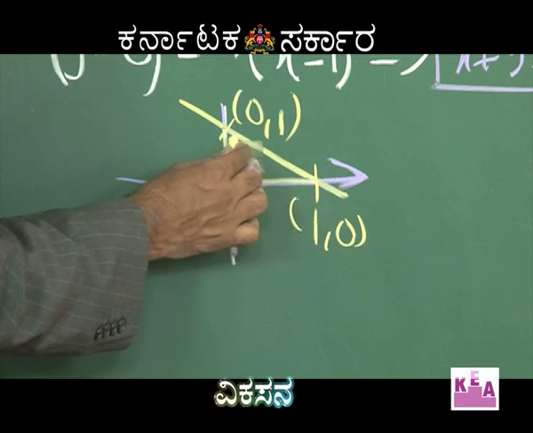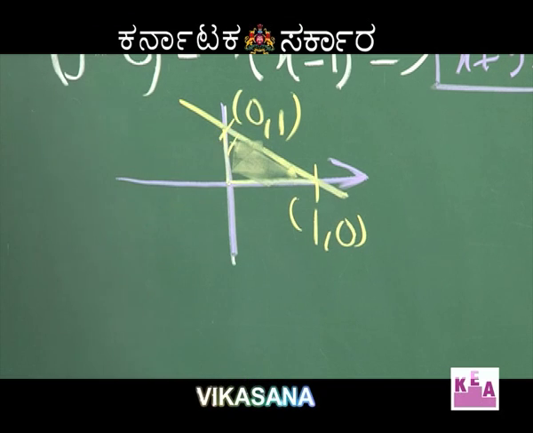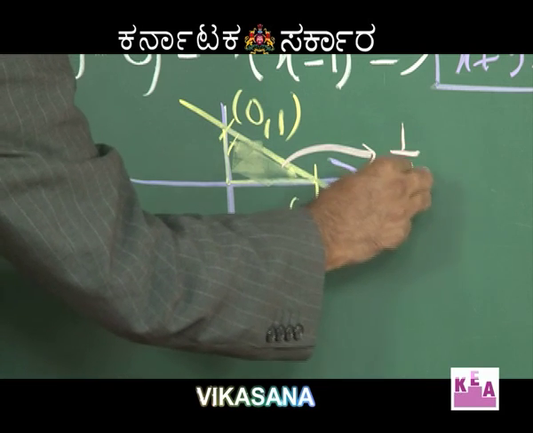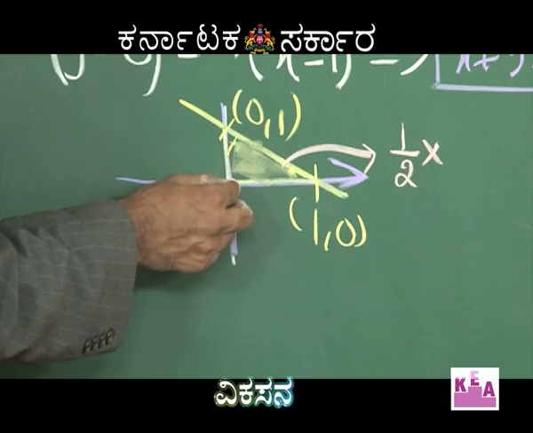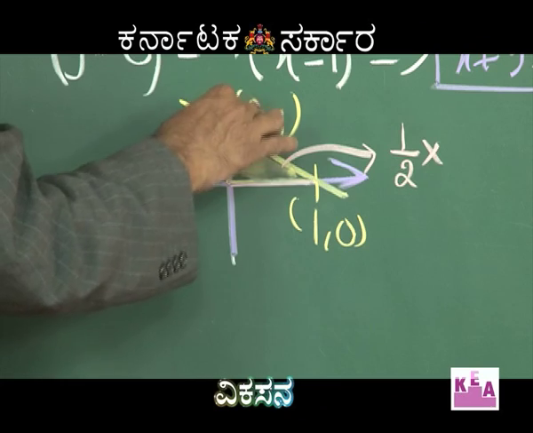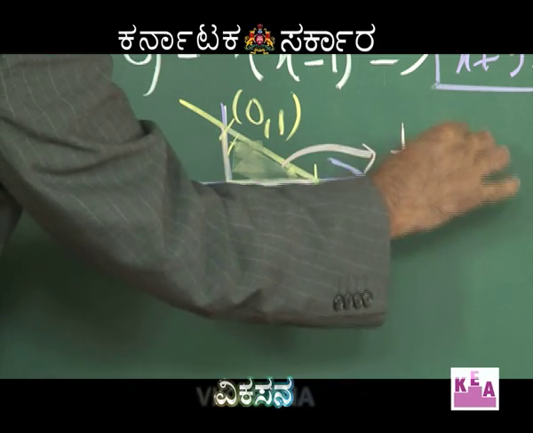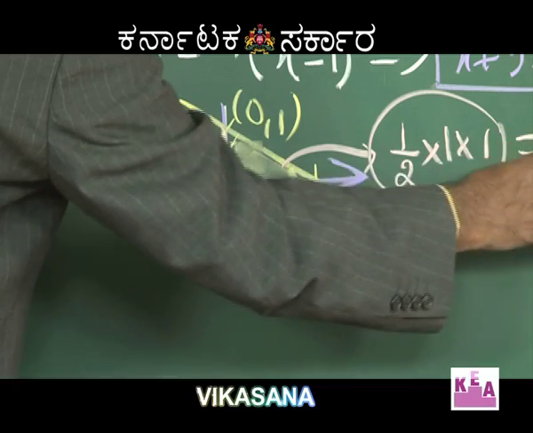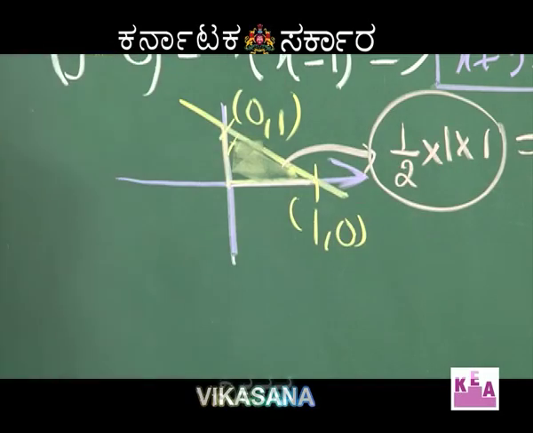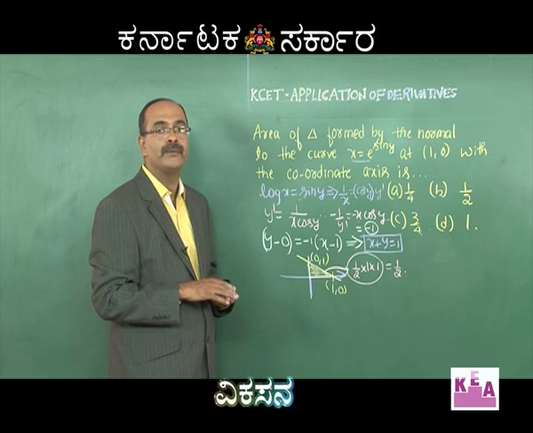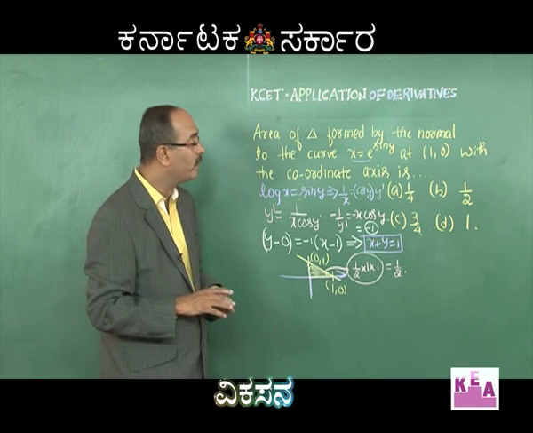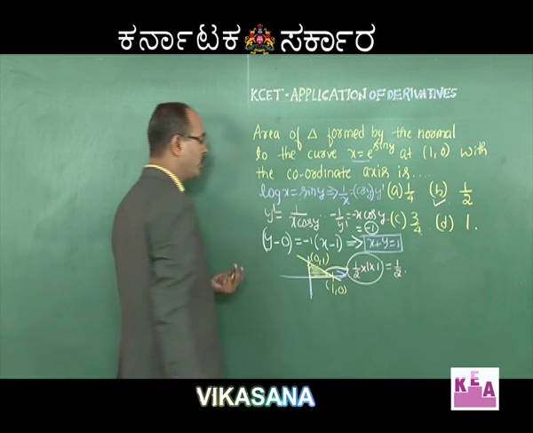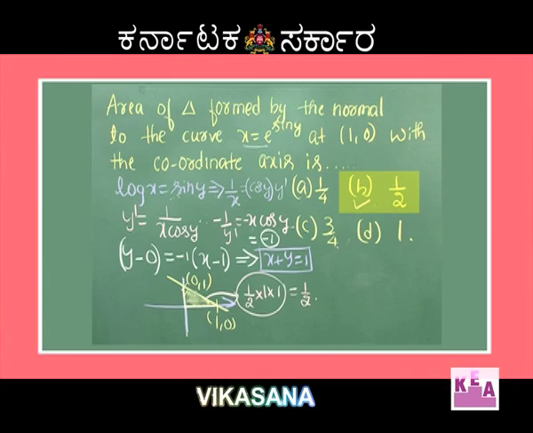What is this area is the question. This area is given by half into base into height. What is the base? Base is 1 unit. What is the height? Height is also 1 unit. Half into 1 into 1, so that is equal to 1 by 2 units. Therefore, which option is correct? If you observe carefully, we will get option B is correct for this. Understood this? Yes, please make a note of this.